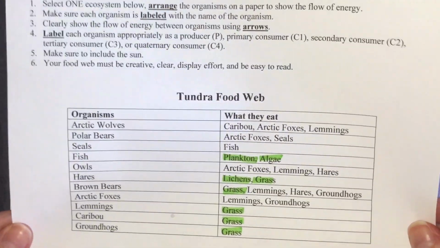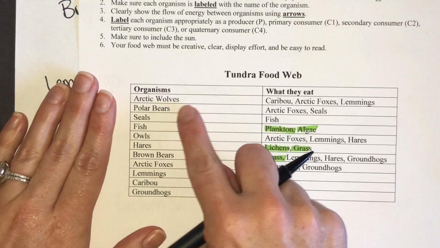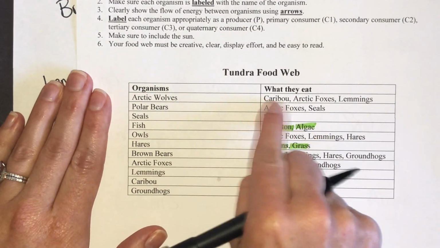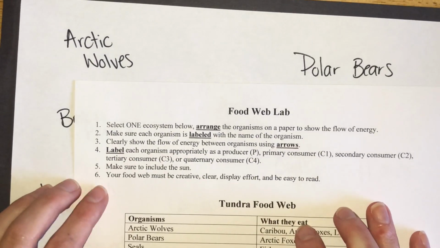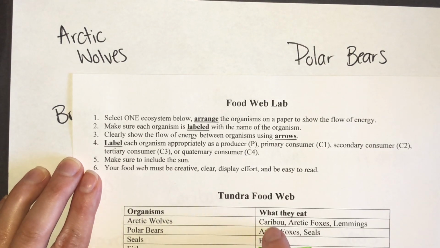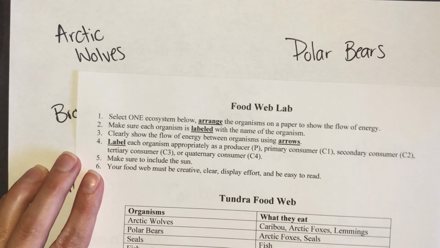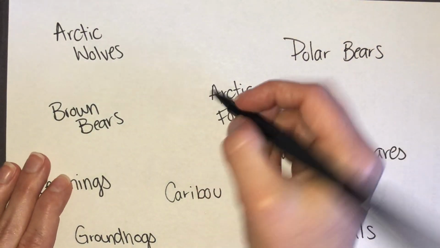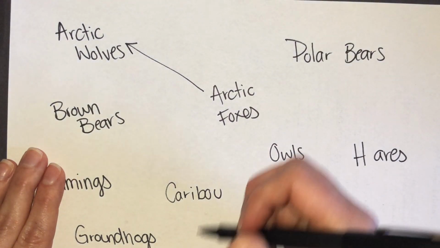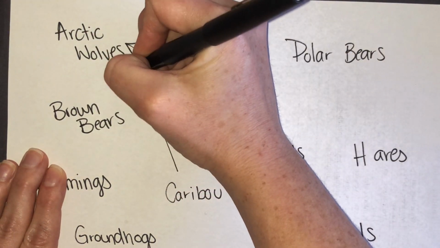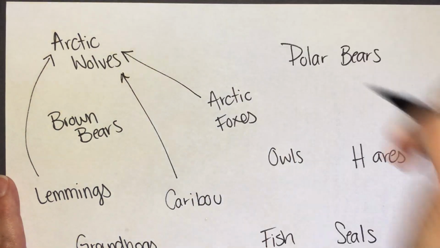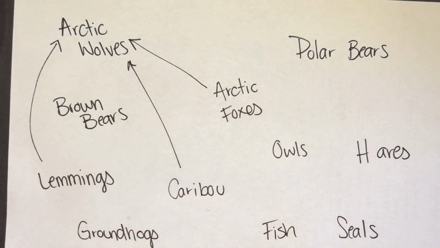So now, what I'm going to do is follow the list, and I'm going to draw an arrow from what they eat to the organism. So I'm going to start right here at the top of my list. Arctic wolves get their energy from caribou, Arctic foxes, and lemmings. So I'm going to go over here and draw an arrow from Arctic foxes to Arctic wolves, from caribou to Arctic wolves, and from lemmings to Arctic wolves. And now I'm done with that one.